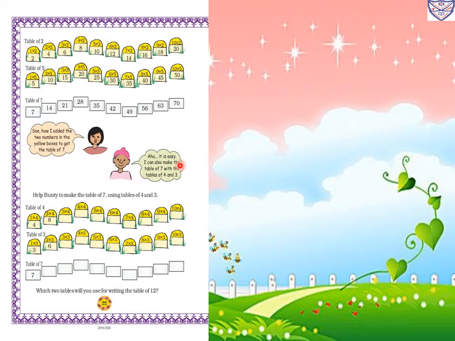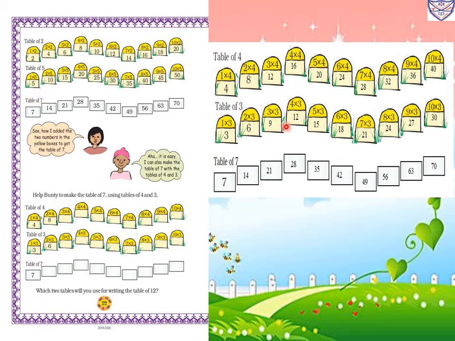It is easy. I can also make the table of 7 with the tables of 4 and 3. Now Bunty is making table of 7 using table of 4 and 3. So we have to complete this. So first we will write table of 4. So we will complete this all.